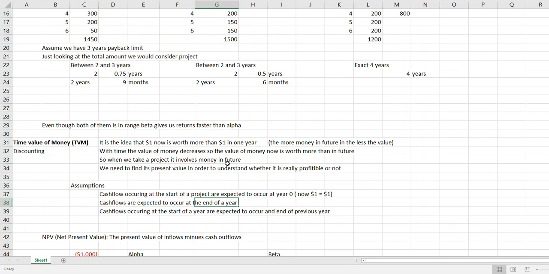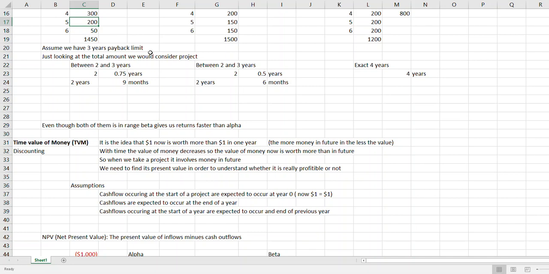And when a cash flow is said to have occurred at the start of a certain year, we assume that it happened at the end of the previous year. For example, if they say that there is a cash flow of 200,000 at the start of year 5, we would assume it happened at the end of year 4, because as year 4 ends, year 5 starts. So whatever occurs now is assumed to be year 0, and the value of that is going to be exact. There is no decrease.